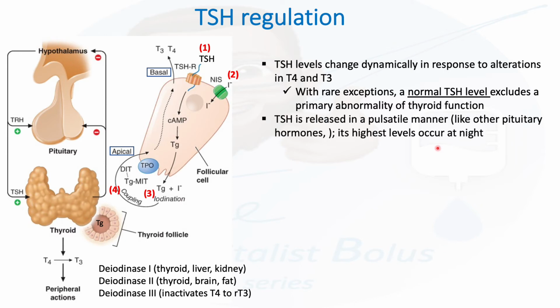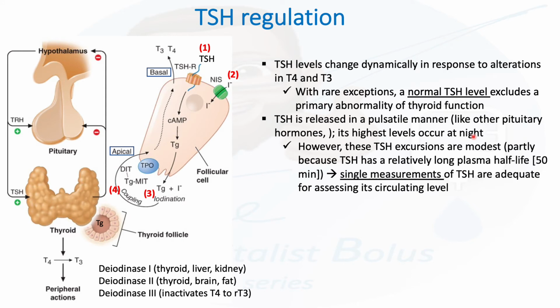Now, as with most of the other hormones in our body, the TSH is released in a pulsatile manner. The highest level occurs at night, but because of its relatively long plasma half-life, about 50 minutes, only one single measurement of the TSH is adequate to assess its level. We don't need to check it specifically in the morning or at night, or at a specific time during the day, unlike some other hormones like cortisol, for example. So this is really helpful.